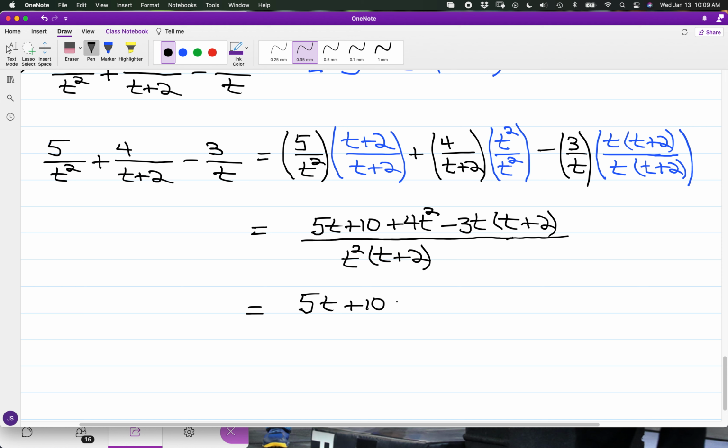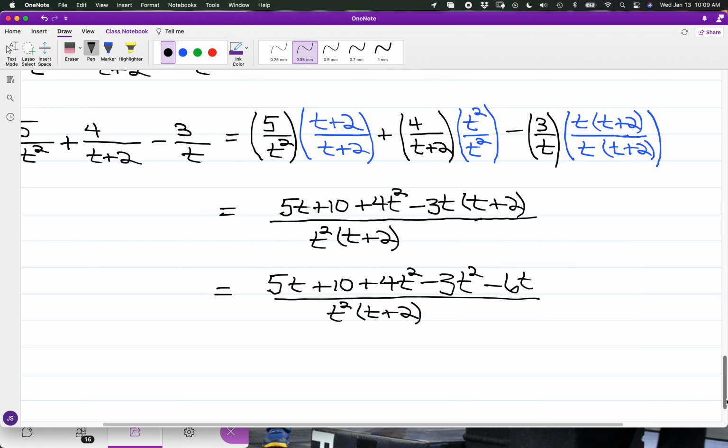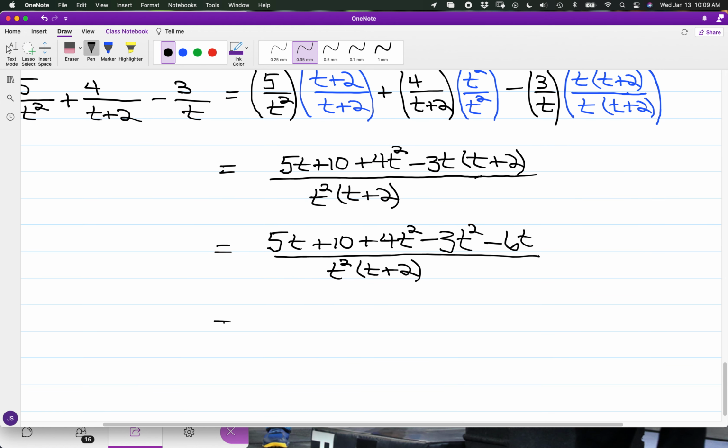So you have 5t plus 10, and we have plus 4 times t squared, and with the distribution, we have minus 3t squared, minus 6t, and we have all over t squared, okay, times the quantity of t plus 2.